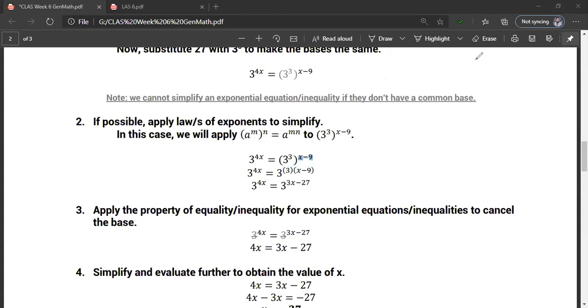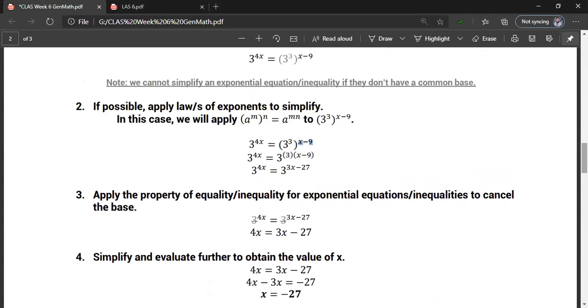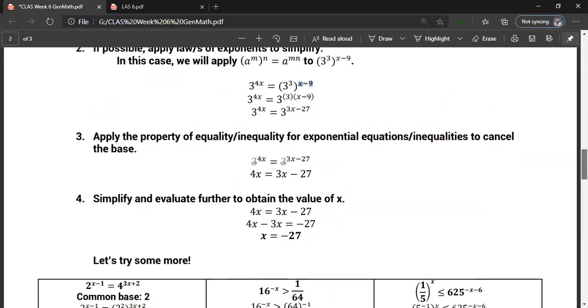Okay? So yun nga yung kanina, yung property. Property of equality kapag equation or property of inequality kapag inequality siya. So kapag pareho ng base, cancel na lang. Cancel natin yung base, and i-bring down natin yung exponent. So meron na tayong 4x equals 3x minus 27. And syempre, hindi pa yun yung final answer kasi we need yung value ng x. So simplify further to obtain the value of x.